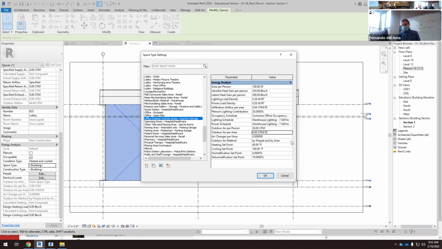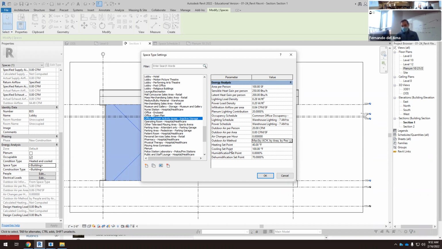For the outdoor air method, we can say maximum by people and by area, for example. So let's use this one: maximum by air changes per hour, by area, or by people. So if we have here 20, 0, and 0, by default, it will select 20 because it's the maximum of these 3 options.